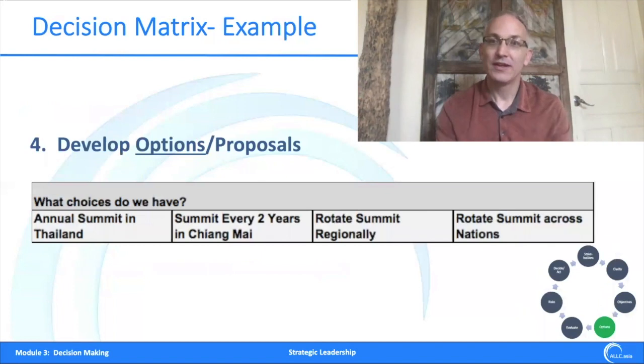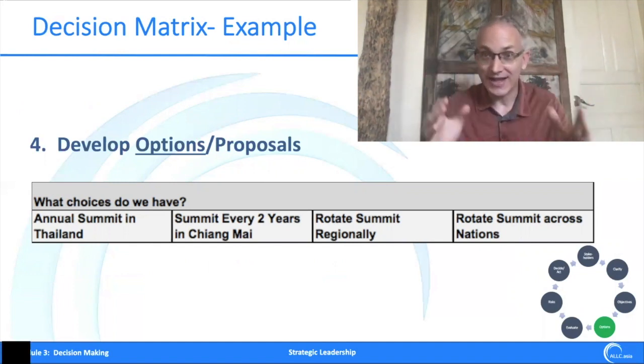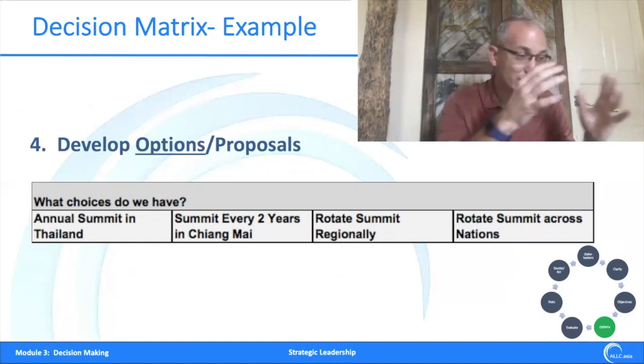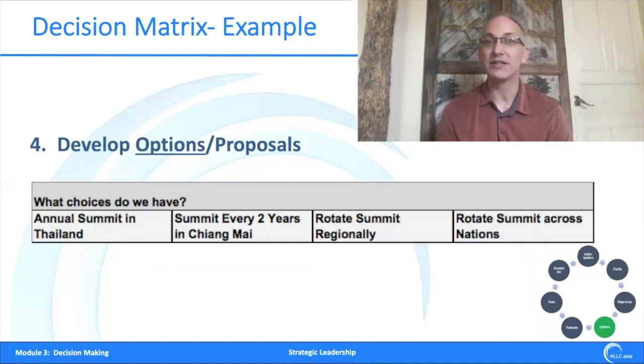If we look at the ALLC example again, where we're trying to pick a location for our annual leadership summit, we already listed all of our objectives, and now we started asking ourselves, well, what choices do we have? Where could we hold this leadership summit? At the time, many of our core team members were located in Thailand. So we said, well, hey, let's just hold it every year in Thailand. That's an option, right? It'd be easy for us. We all live in Thailand. So that was one of the options: annual summit in Thailand.